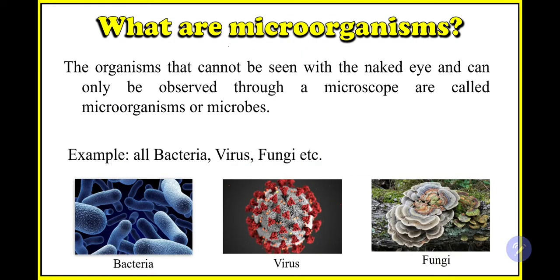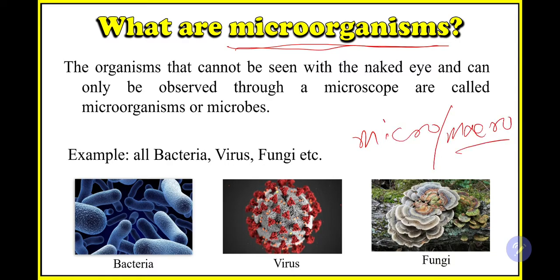Now what are microorganisms? We are talking about microorganisms. So first understand two terms. One is micro, another one is macro. Micro means small and macro means big. Macro means big and micro means small. Is this clear? Organisms, you all know, are any living thing. So microorganism means small organisms which we cannot see.